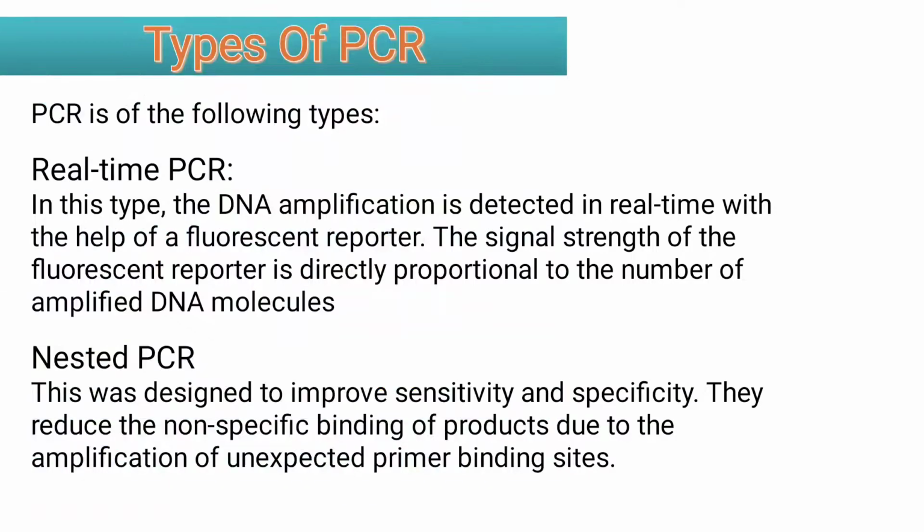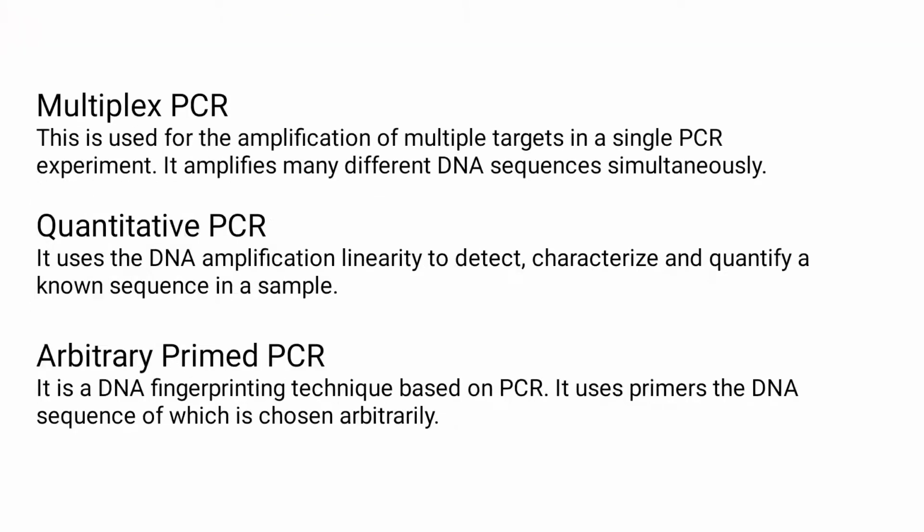And now coming to the types of PCR. PCR is of following types, and the first type among them is real-time PCR. In this type, the DNA amplification is detected in real time with the help of a fluorescent reporter. The signal strength of the fluorescent reporter is directly proportional to the number of amplified DNA molecules. And coming to the next type of PCR is nested PCR. This was designed to improve sensitivity and specificity. They reduce the non-specific binding of products due to amplification of unexpected primer binding sites.